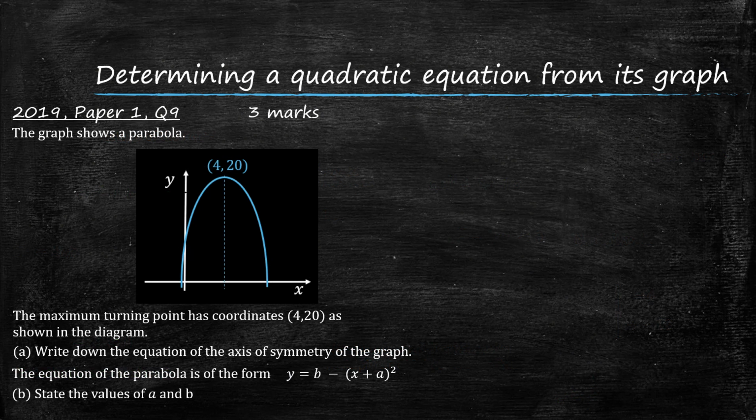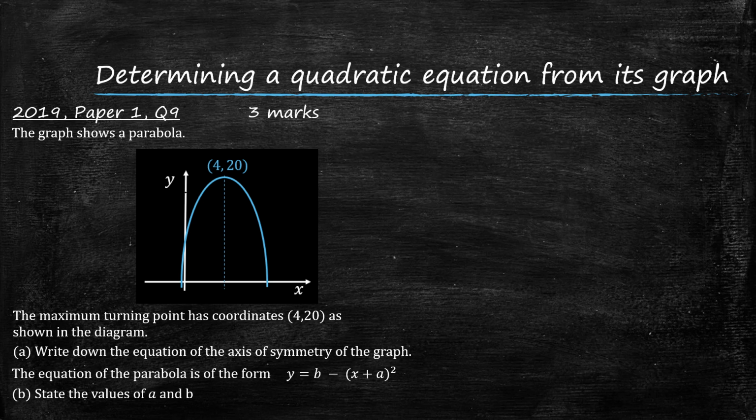Our next example is from 2019, paper 1, question 9, and is for 3 marks. The graph shows a parabola. The maximum turning point has coordinates (4, 20) as shown in the diagram. Write down the equation of the axis of symmetry of the graph. Then the equation of the parabola is of the form y equals b minus (x plus a) all squared. State the values of a and b.